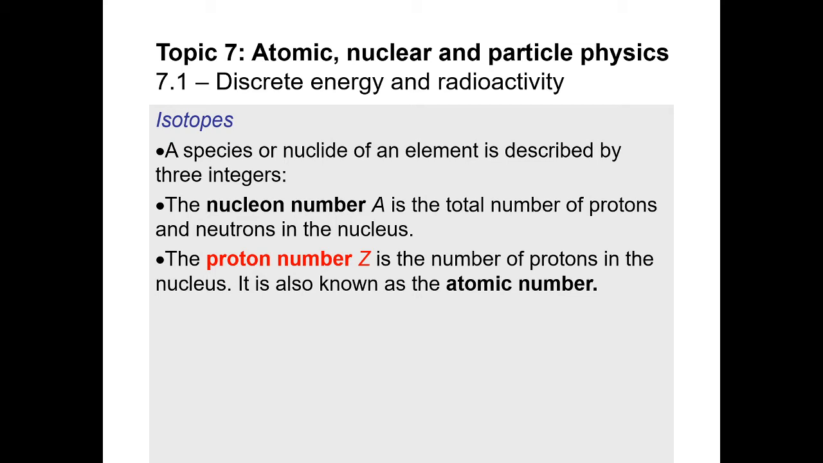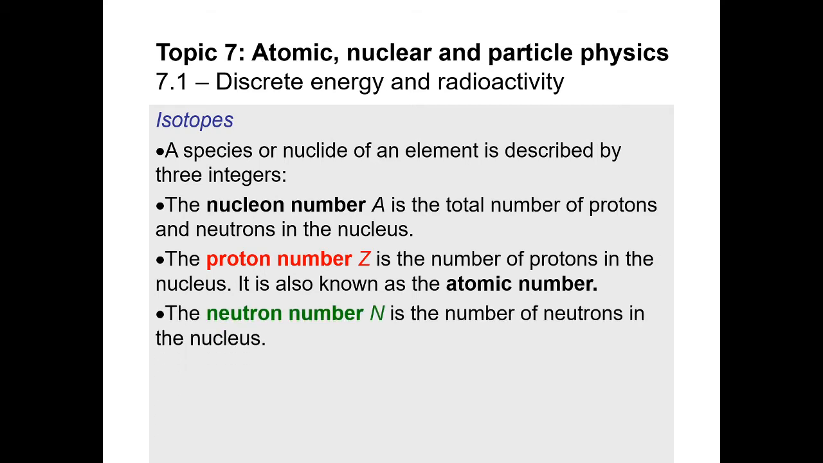We have one letter to describe each of those as well. Protons are represented with the letter Z, capital Z. That tells you how many protons there are in the nucleus. This goes by another name as well, and that is atomic number. Neutron number is represented by capital N. This is how many neutrons you have in the nucleus.